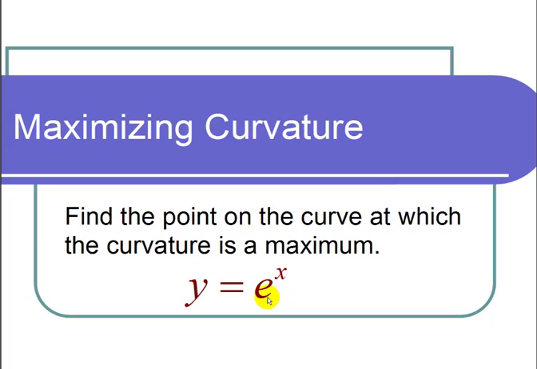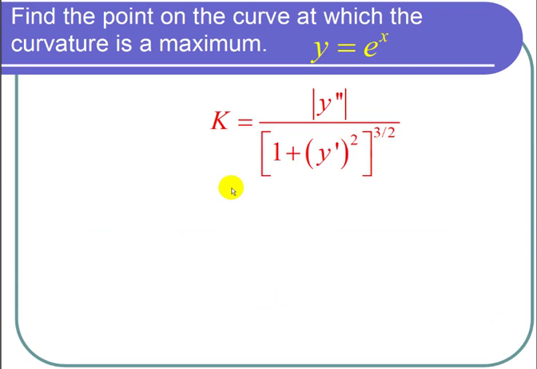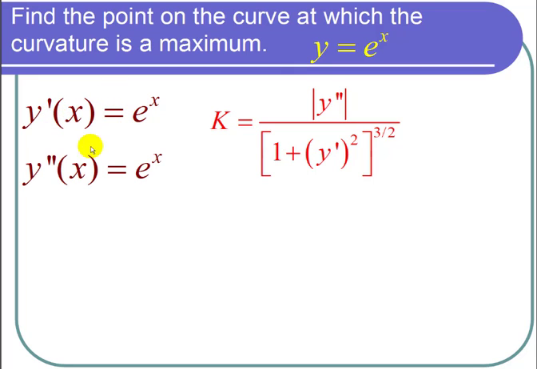So first let's recall the formula for the curvature when we have a curve defined by y equals a function of x. And that's that the curvature k is equal to the absolute value of y double prime divided by the quantity 1 plus y prime squared all to the 3/2 power. So I need to find y prime and y double prime, which is quite easy when y equals e to the x, because the derivative of e to the x is e to the x, so y double prime is also e to the x.